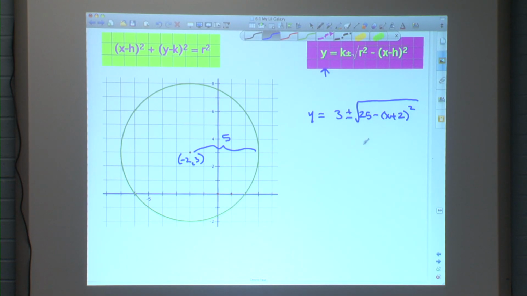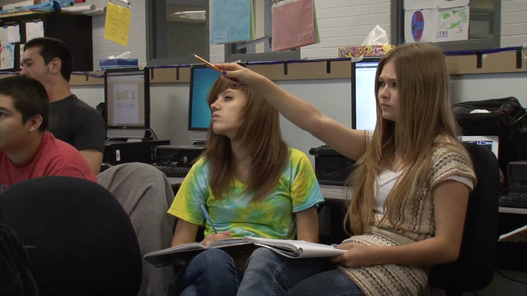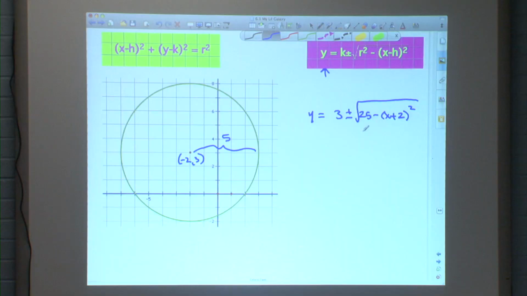Okay. Where do you get the 25 from? It's our radius squared, which is 5. 5 squared is 25. You can either write 25 or 5 squared. Either of them is fine. You'll see it both ways, especially when I check and see if you know what you're doing. Okay. Other questions on this one? Okay. Try this next one.